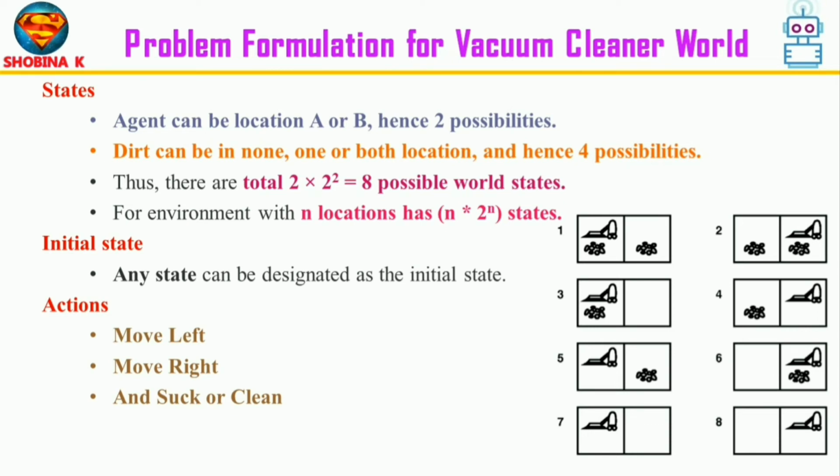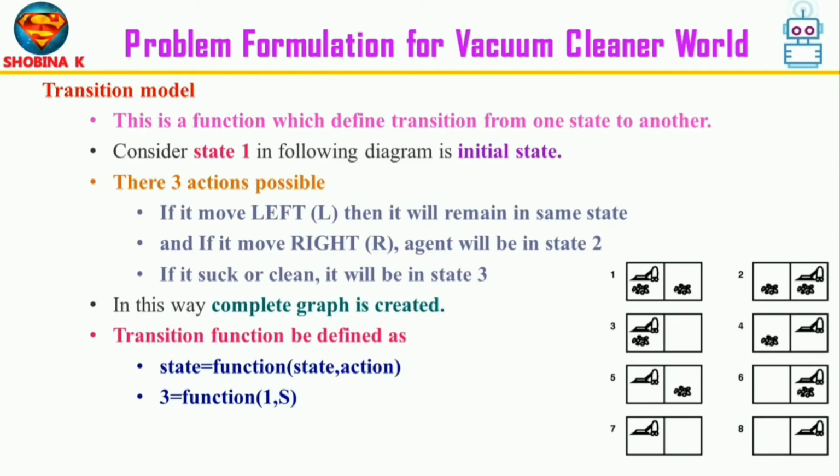Next, actions. In this environment, there are 3 actions: move left, move right, and suck up the dirt. A larger environment might also include up and down. Next is the transition model. This is a function which defines change from one state to another. The actions have their expected effects, except when the agent is in the leftmost square and the action is left, when the agent is in the rightmost square and the action is right, and the square is clean when the action is to suck.